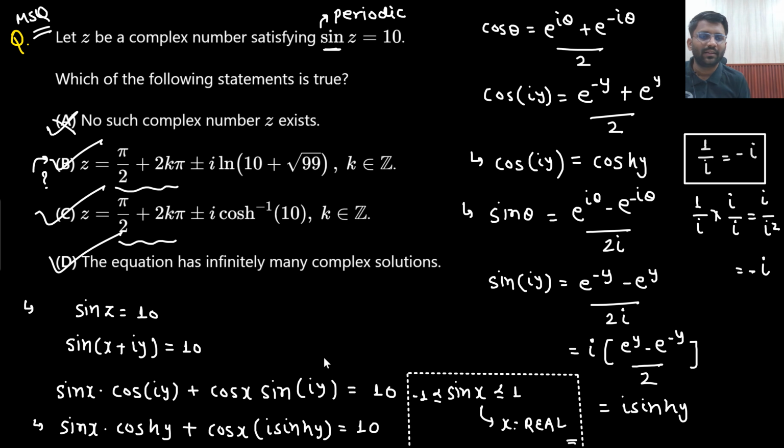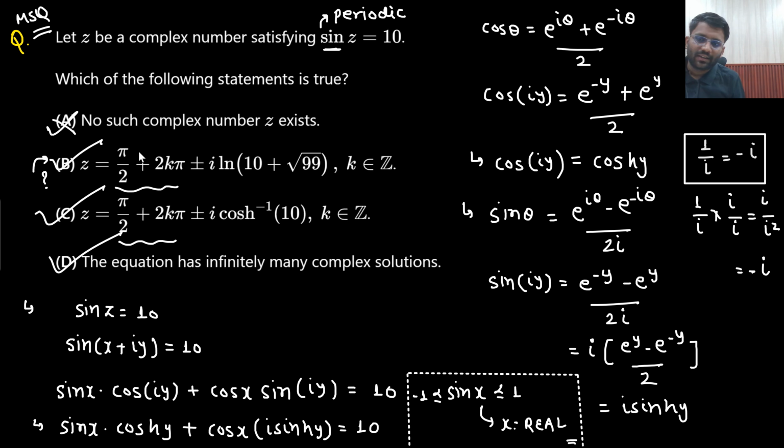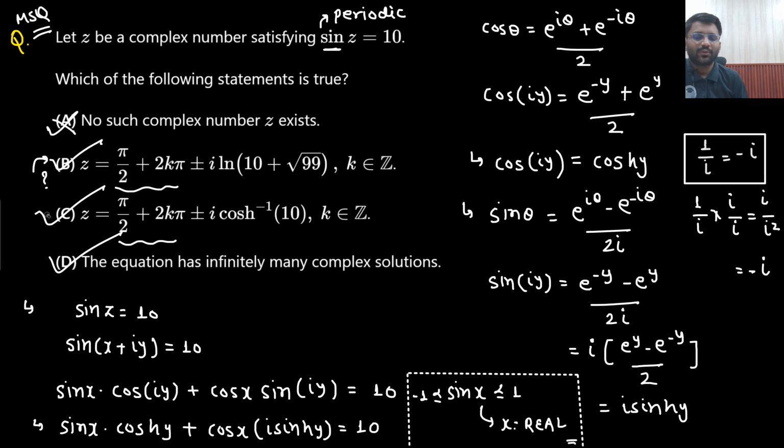If I have got this answer, then I know that the real value is the same, and the imaginary value I need to comment on. Cos hyperbolic inverse tan, I will put in the calculator and get the answer 2.99. Similarly, I will check for this one, get 2.99 only, and click on both options. If I have got this option, then I don't need to get the other option. Are you able to understand this point? So I only need to solve one of the options.